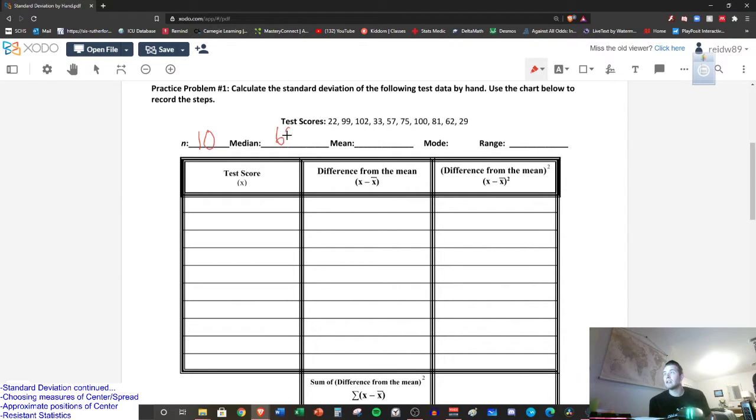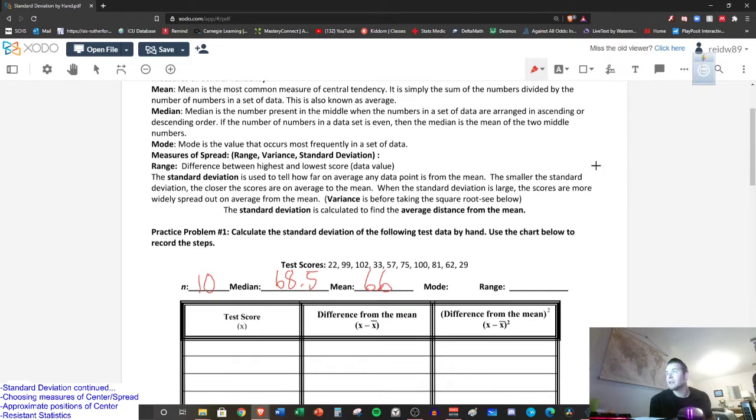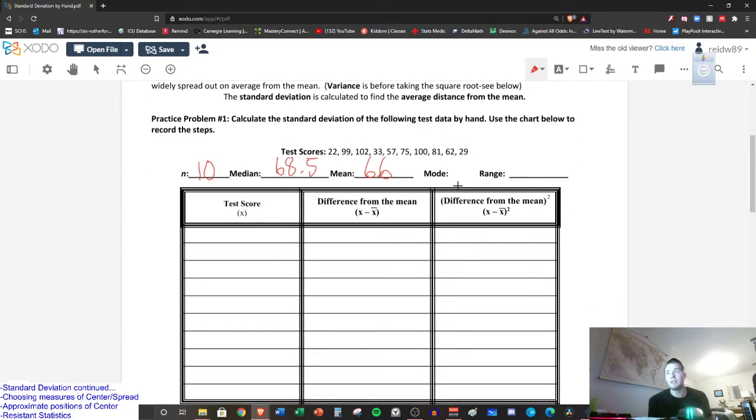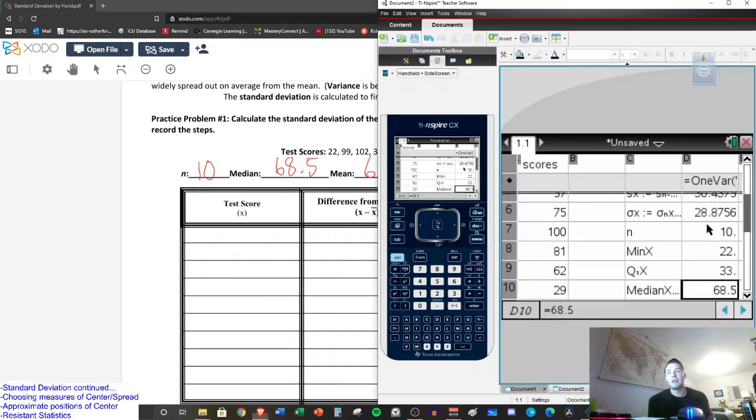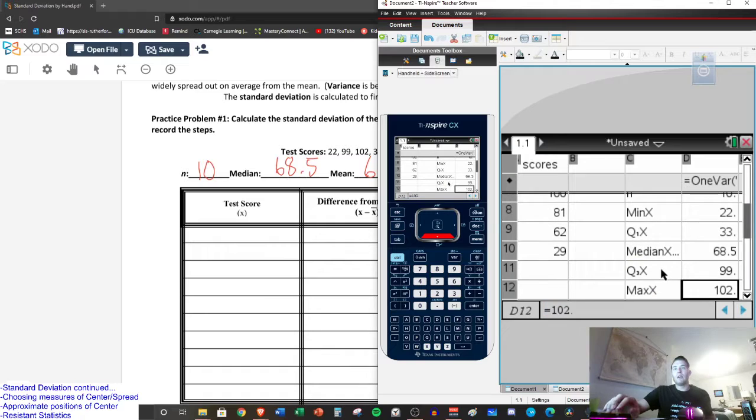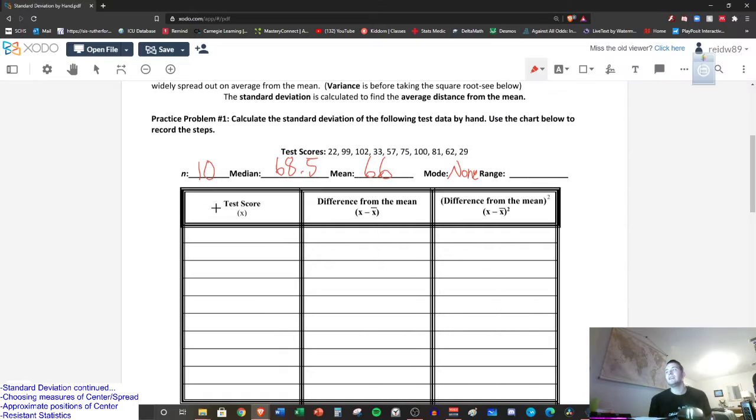So we're going to write all that in here. 68.5. Then 66 was the mean. And then the mode. Mode we haven't really discussed. I think that they have a definition up here. Mode is something I expect most people to know. It is the value that occurs the most frequently in a set of data. If we look at this data, is there anything occurring frequently? No. So we're going to put none. And then the range, which I said we're kind of not using that much anymore, but we can do maximum minus minimum. So you can see that the range is actually 80 on here.